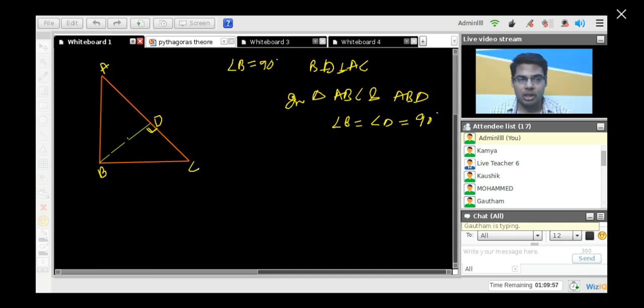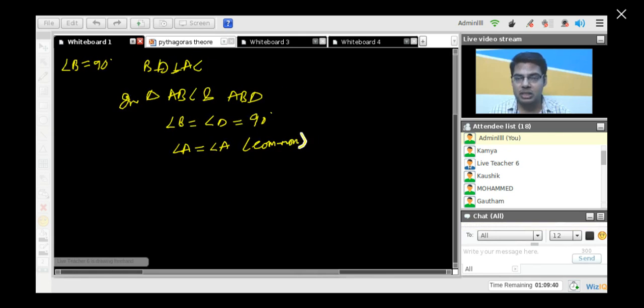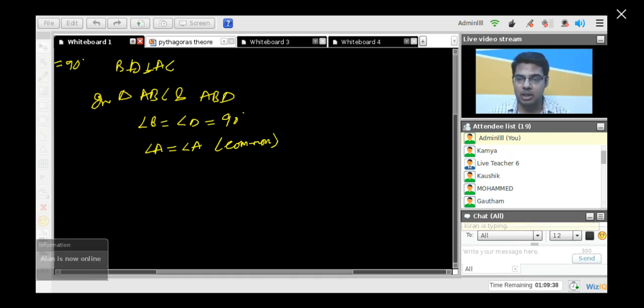Angle C is common. Angle C is common or angle A is common? We are taking up triangle ABC and triangle ABD. So angle A will be common, right? Okay, so angle A equals angle A, and we will write down the reason that it is common. So now we have 2 points which are sufficient to prove these two triangles are similar.